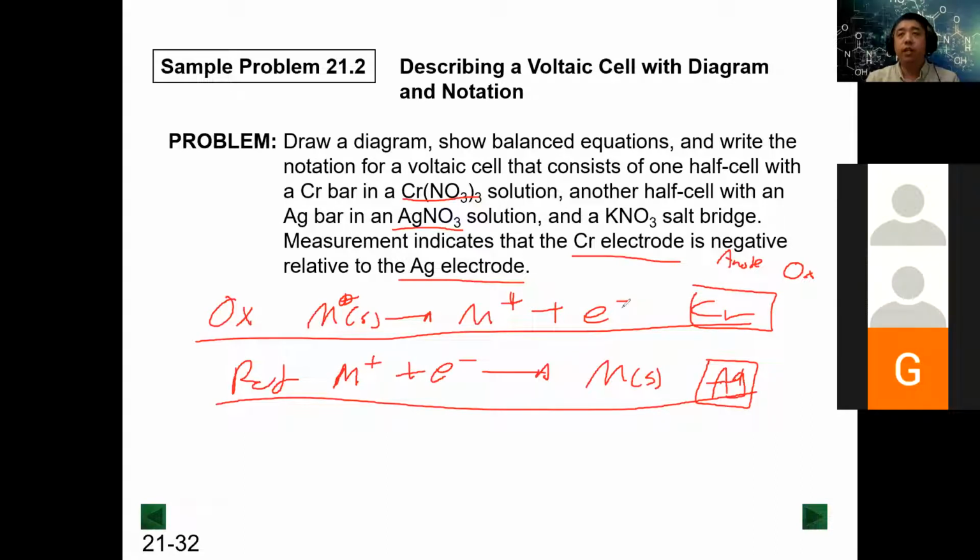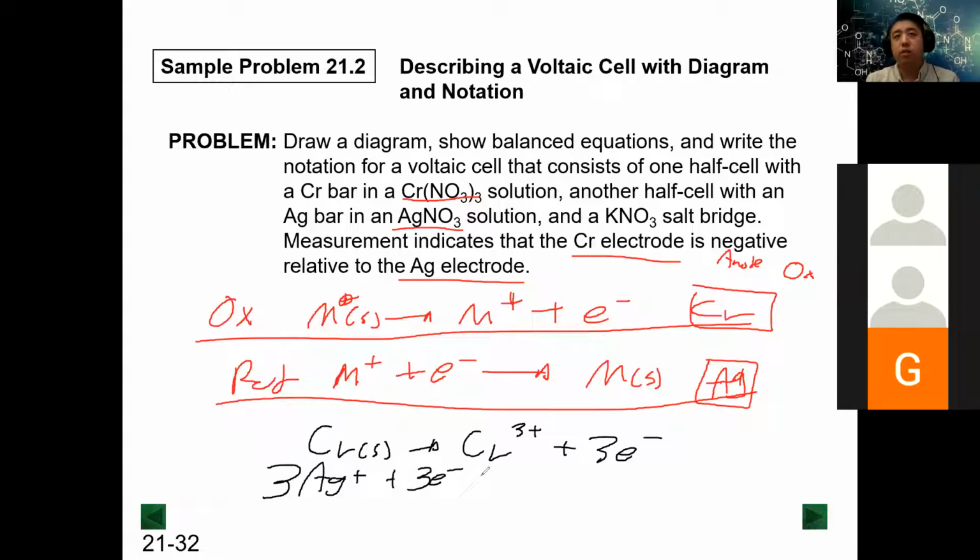Now, once again, chromium here is just simply chromium solid changes into chromium 3 plus and 3 electrons. And then for the other one, it is silver positive. And remember, we said that this was 3 of them, right? Because we need 3 electrons here. Changes into 3 silver. Oh, sorry, I misclicked.